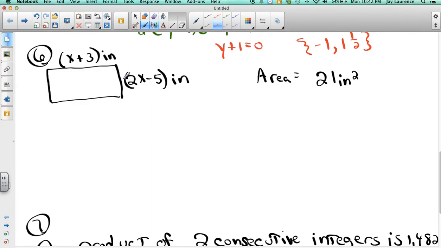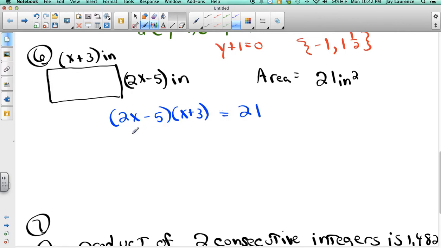It's one of those area problems. I give you the length and the width, or the base and the height, and I tell you the area. Go ahead and pause the video, see what you can do with it. All right, here comes my solution. Well, I know that if I multiply the base times the height, I'm going to get 21, the area.